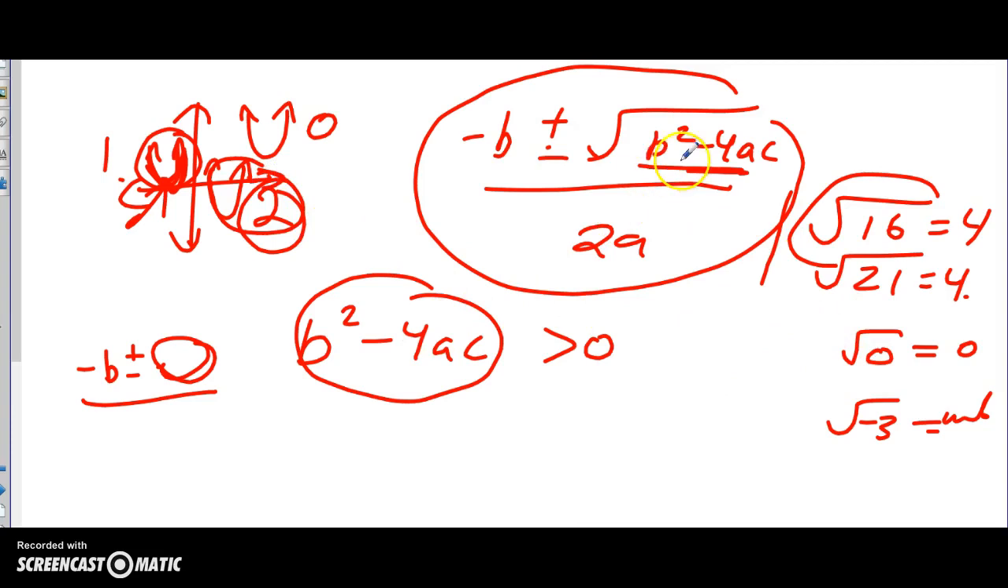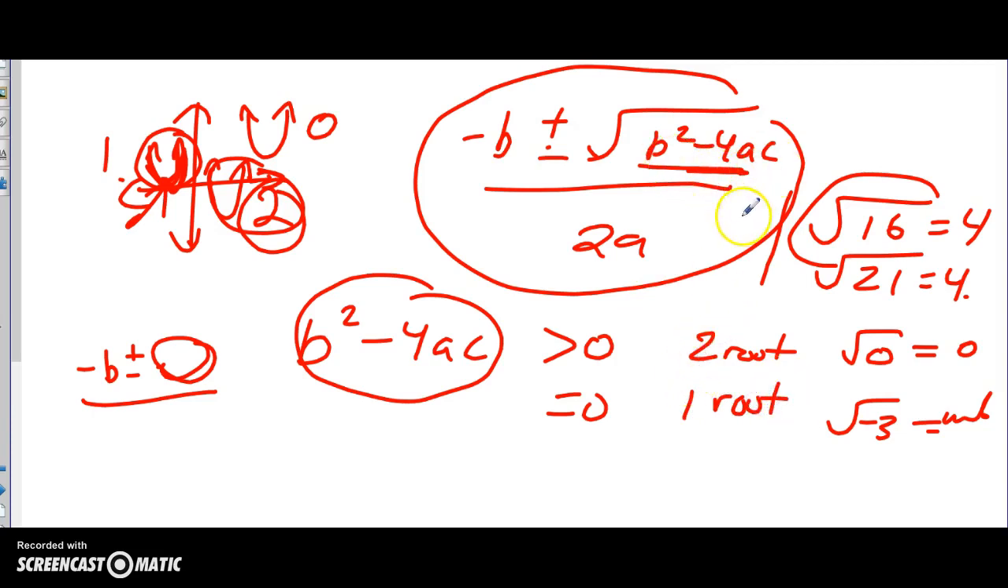If under the radical, the root sign here, my discriminant is equal to 0, then I'm going to add 0 and subtract 0 from my equation over here. And if that's the case, I'm not doing anything different. I'm just going to have the same answer twice, and I'm going to have one root.